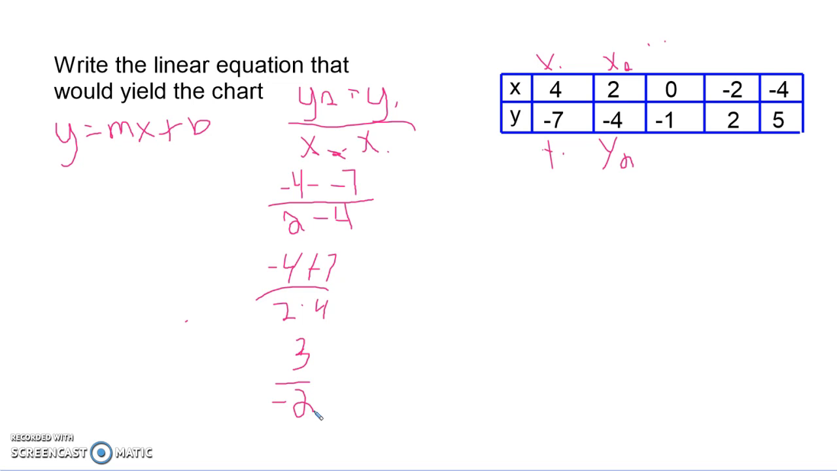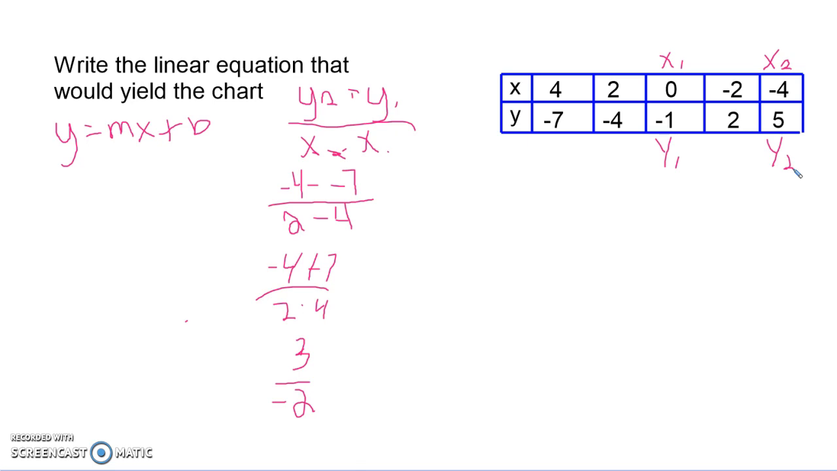Just to show that we can get the same slope by choosing any 2 points, I'm going to choose 2 different points, and we'll get the same slope. I'm going to choose this point 0, -1, and label that as x1, y1. And I'm going to choose -4, 5, and label that as x2, y2. We're going to plug these into y2 minus y1 divided by x2 minus x1 to find the slope between these 2 points, and it should be the same.